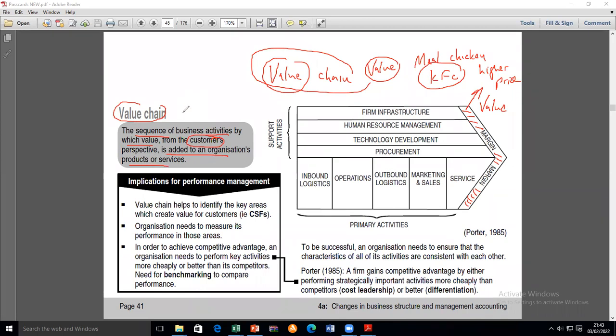So it's important to know that the model is saying the value is from the customer's perspective, because customers are the ones who pay for this value. So this sequence of activities is what we mean by value.